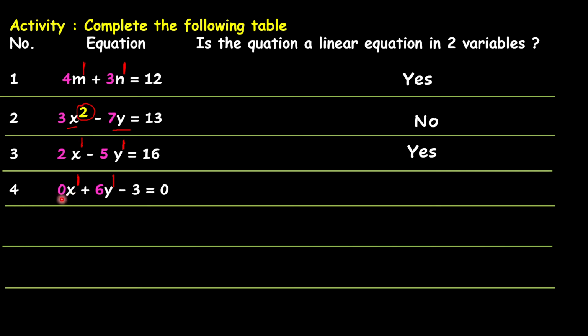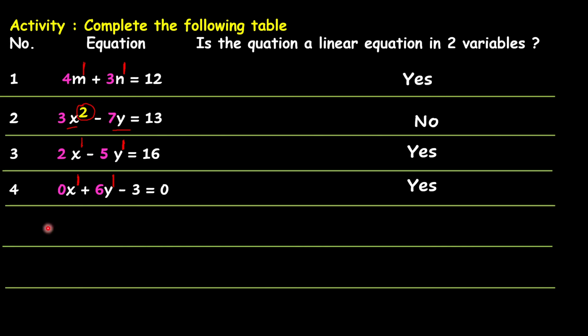लक्षात घ्या इथं एकाच वेळी x चा कोएफिशिएंट आणि y चा कोएफिशिएंट 0 नाही आहे. x चा कोएफिशिएंट 0 आहे परंतु त्याच वेळी y चा कोएफिशिएंट 0 नाही. By the condition the coefficients of variable x and y are not equal to 0 at the same time. So, we say that the equation 0x plus 6y minus 3 is equal to 0 is a linear equation in two variable.